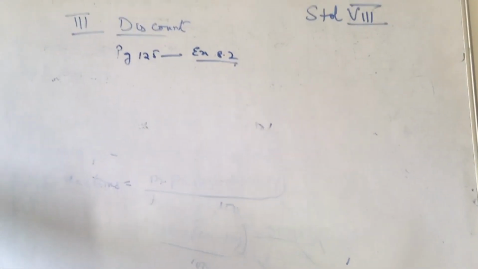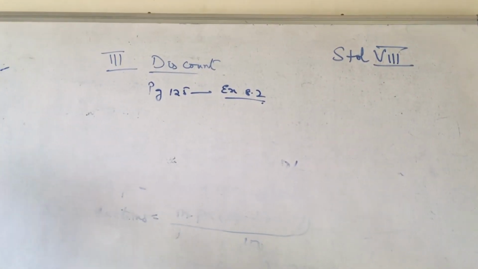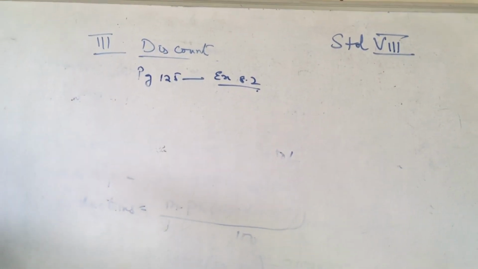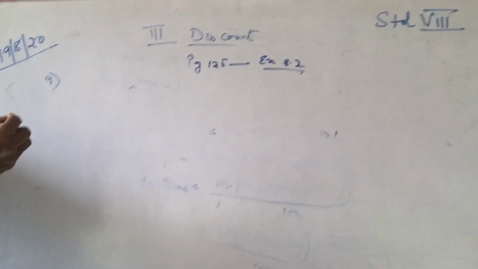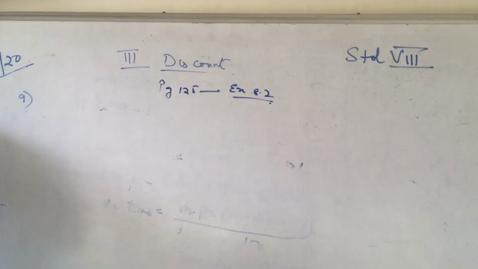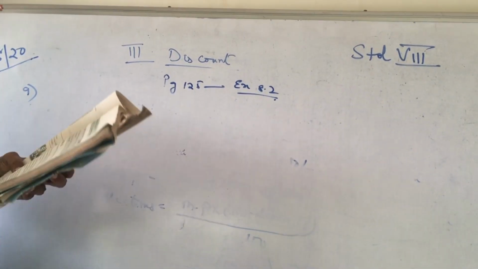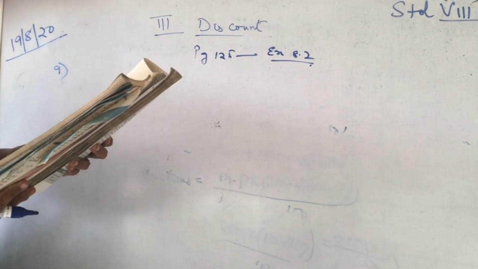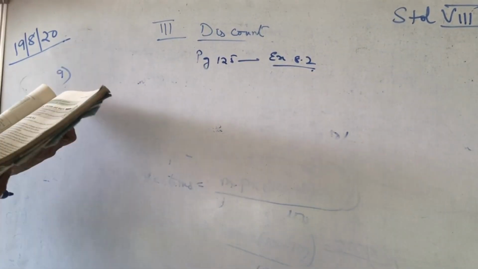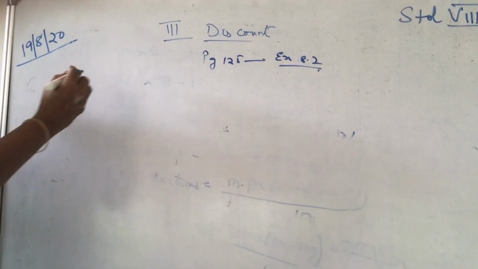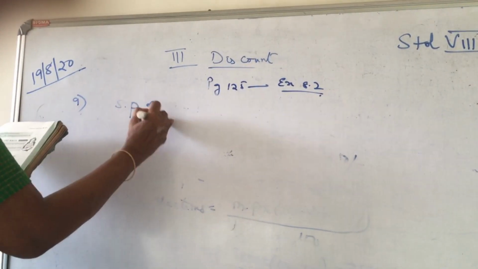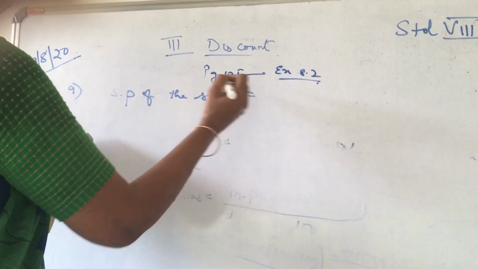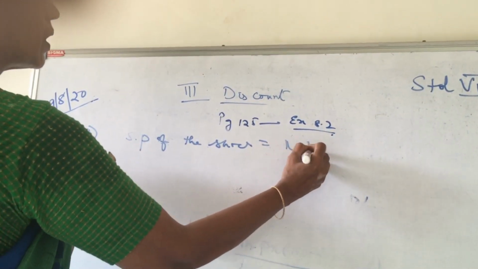Yes, children, we are doing first the questions related to discount. Coming to the ninth sum. Arun bought a pair of skates at a sale where the discount given was 20%. If the amount he pays is rupees 1600, find the mark price. He bought a pair of shoes, children. What is the SP of the shoes? SP of the shoes is equal to rupees 1600.